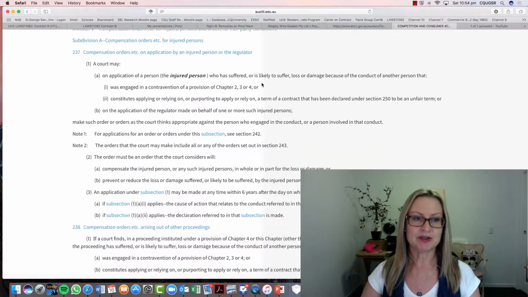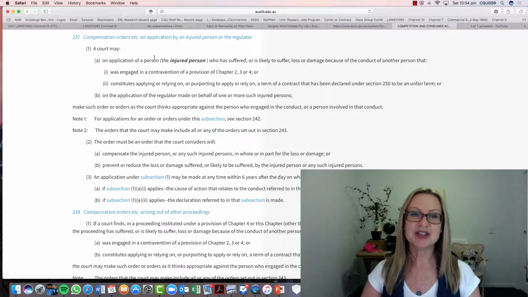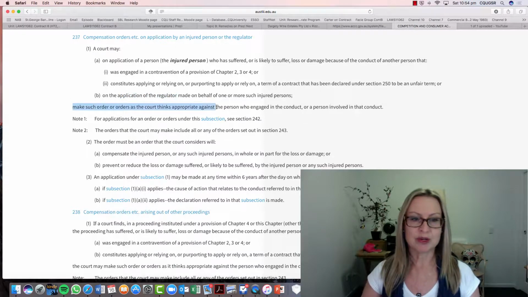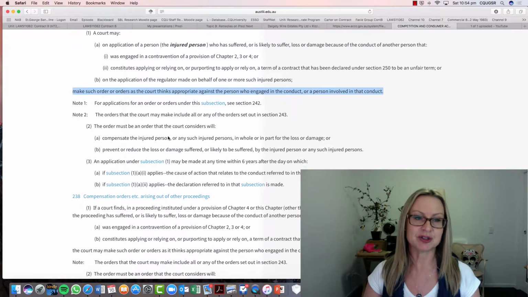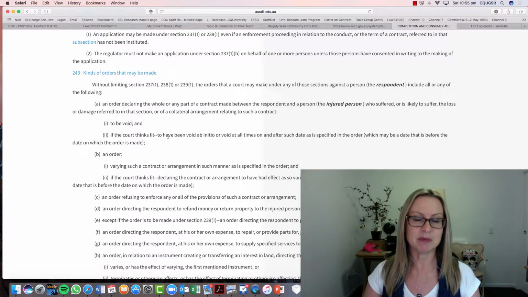Where it gets a little bit more interesting is section 237 compensation orders. So you can have a compensation order application made by the injured person who's suffered or likely to suffer loss or damage because of that breach of chapter 2, or on the application of the ACCC. What can the court order? Such order or orders as the court thinks fit against the person who engaged in the conduct. Now, Section 243 gives you an idea of the kinds of orders that can be made.